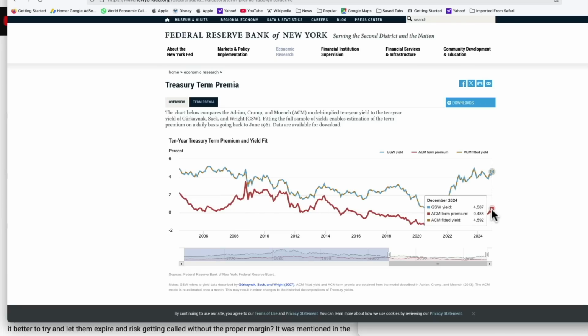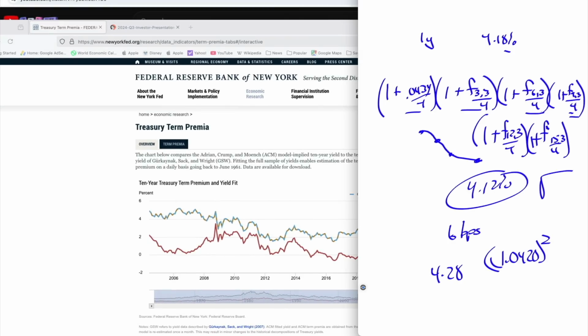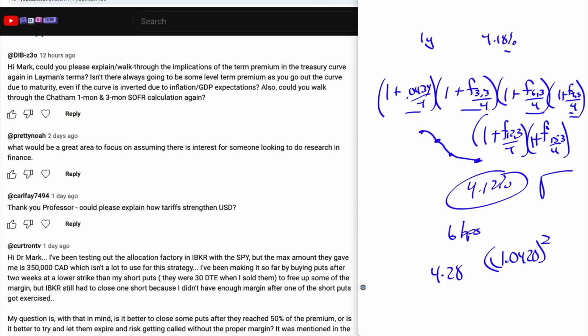Here you have elevated short rates and you have increasing term premium. That can crush an economy. So you can spend some time with the Federal Reserve Bank of New York Treasury term premium. You can download the Excel spreadsheet, and you can get all of them for all of the different tenors. Let's get back to where we were here. Let's get rid of this. All right.